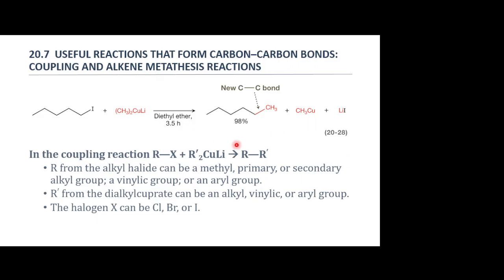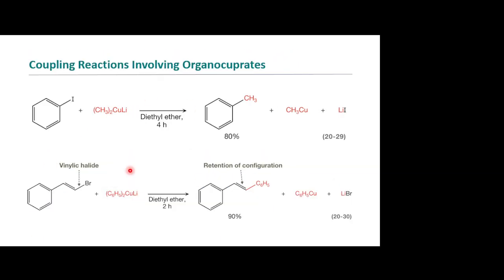These halogens here typically are going to be chloride, bromide, or iodide. Those are all excellent leaving groups. They'll give you slightly different rates of reaction, but they should all give you the reaction. This right here is an example, of course. This is the aryl one. So we're adding a methyl to an aryl here. And this is going to take 4 hours in diethyl ether, and we'll get 80% yield for our product here.